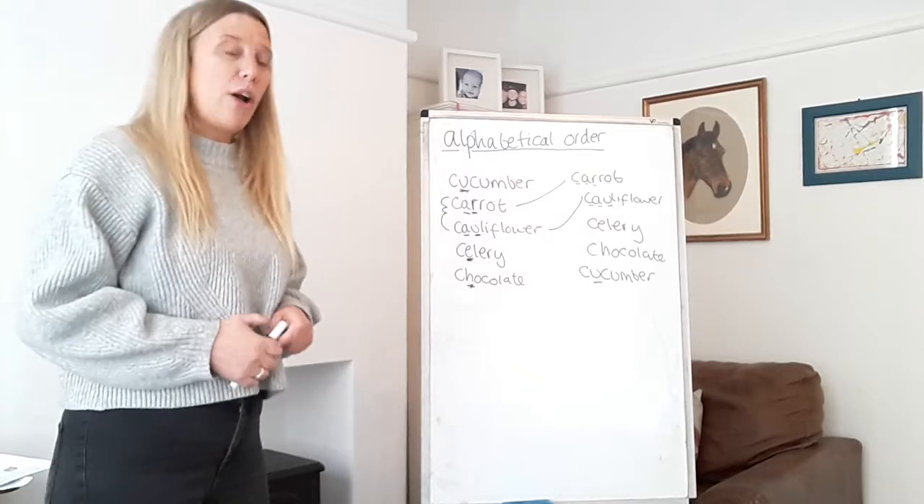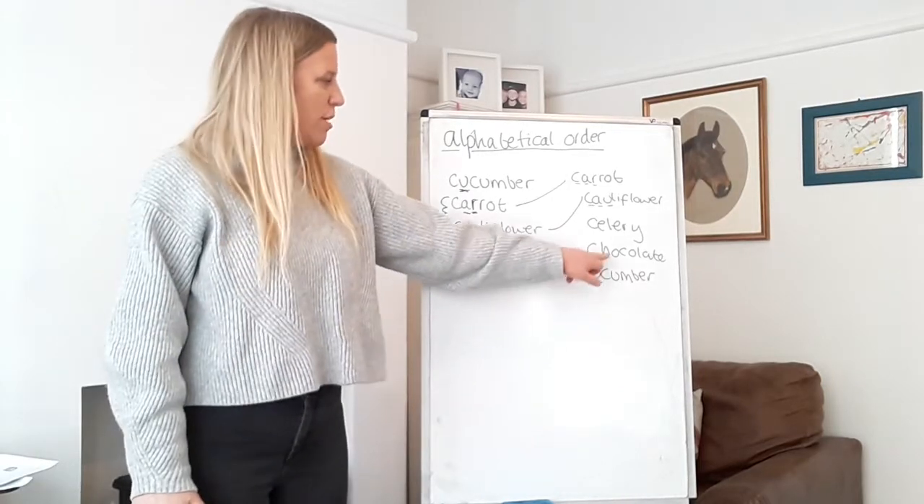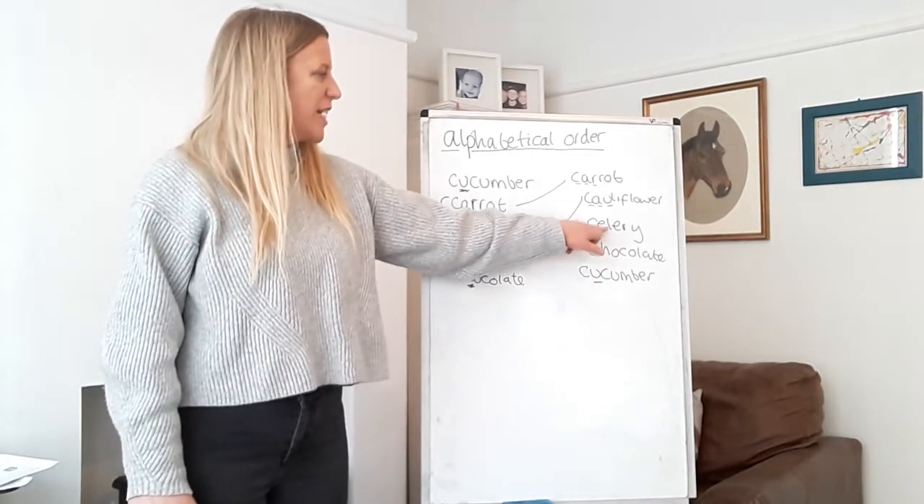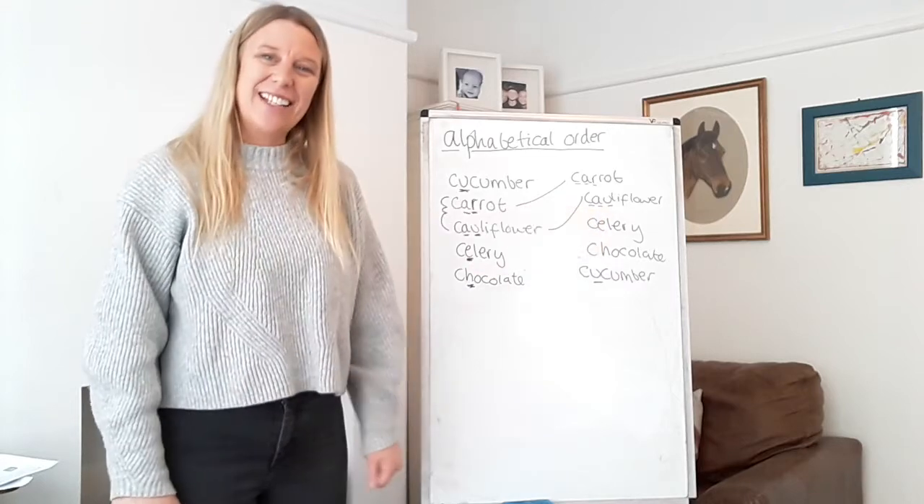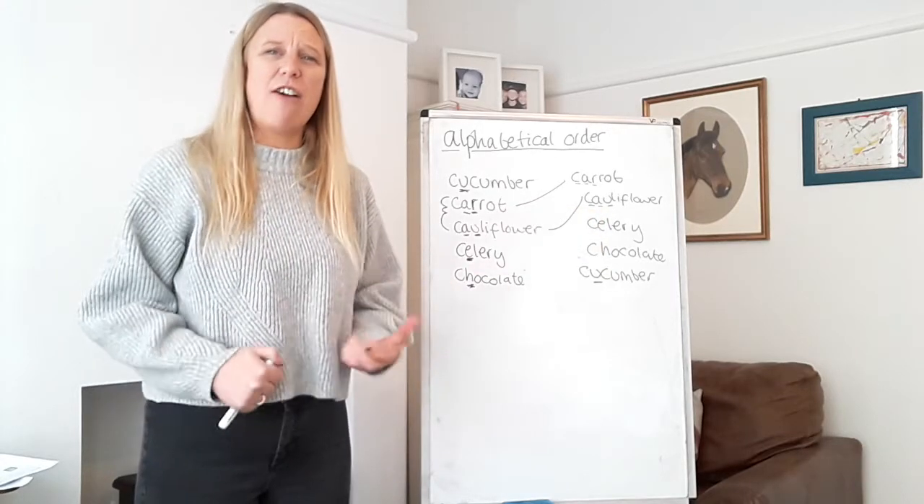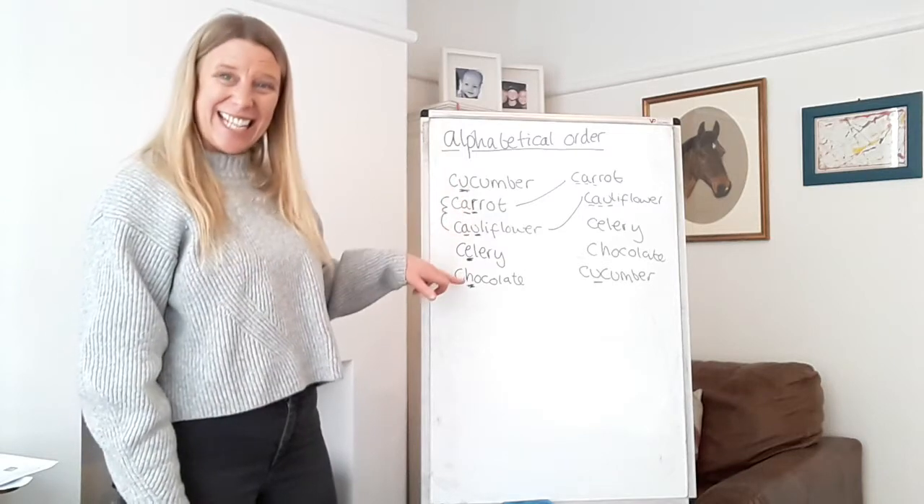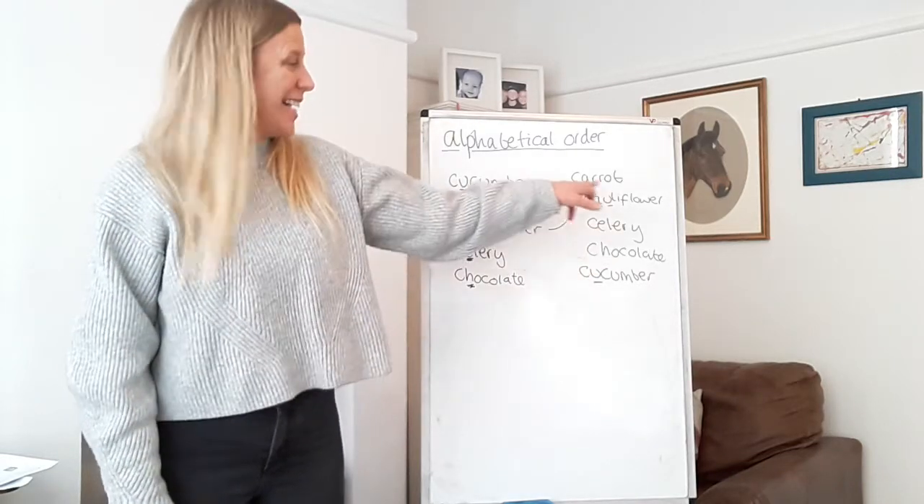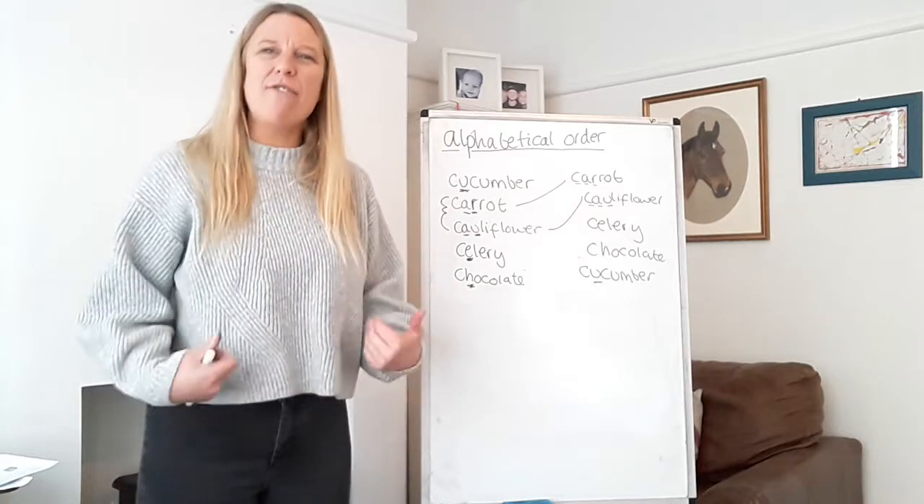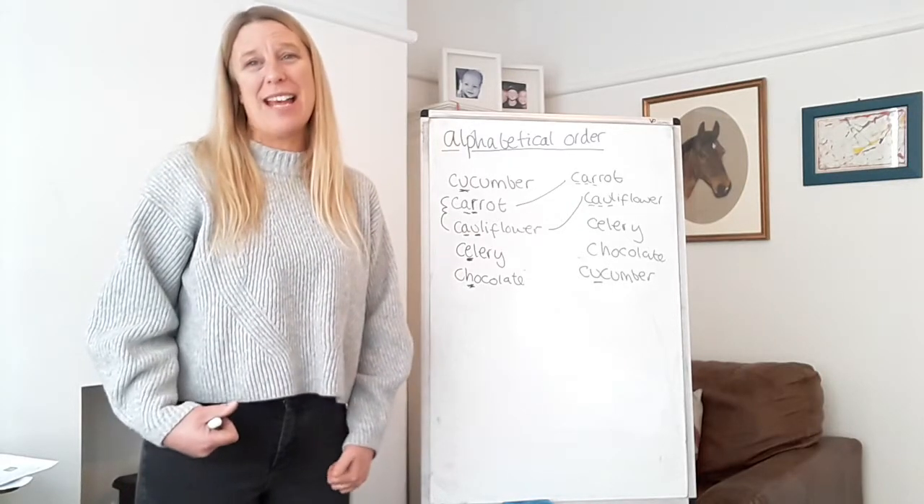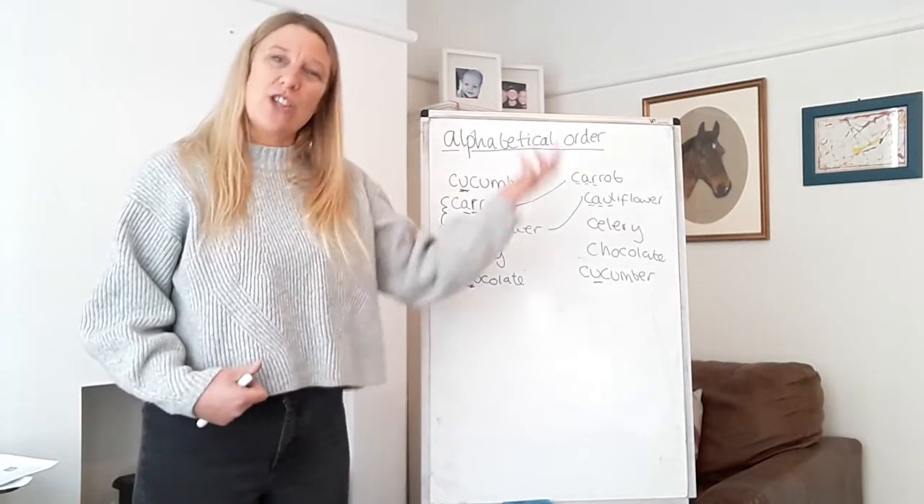Yeah. Cucumber last, because U comes after H, H comes after E, E comes after A. Okay, so that's how we do things in alphabetical order. When we have the same letter at the beginning, you look at the next letter, and then if you have to look at the next letter, you look at that, and whichever one is first in the alphabet, that one goes at the top.